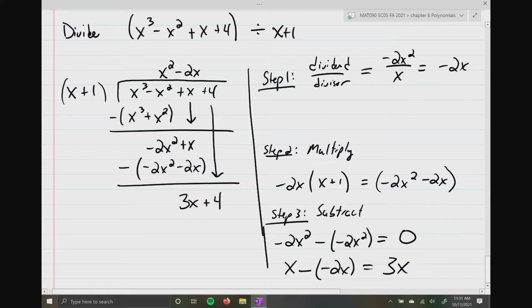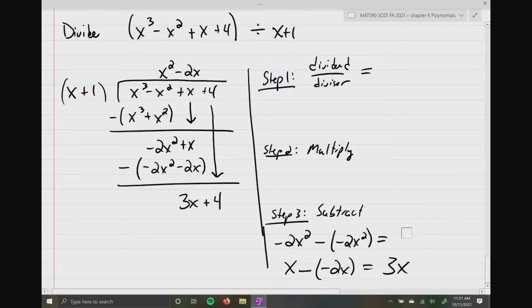Process repeats all over again. See, you just keep doing these three steps until you get all the way down to the bottom. Right, Amy? I can't see you, so you have to speak. Yes. Thank you very much.